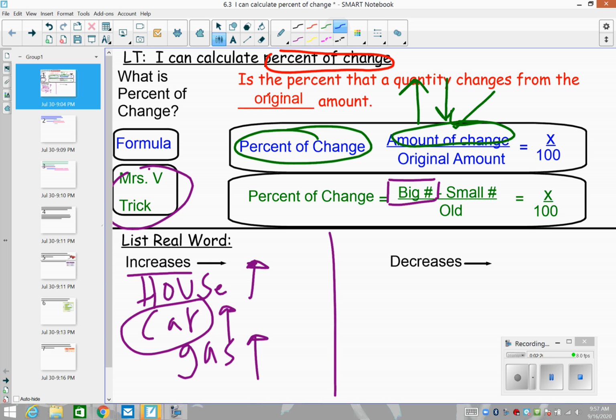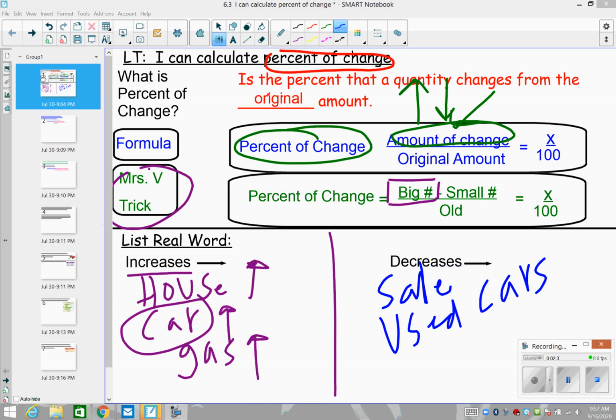Decreases that happen over time are when there's a sale. We talked about that in yesterday's lesson. When there's a sale, we call that a discount. That's definitely a change in price. Also, used cars decrease over time. Used anything really decreases over time, so the value of it decreases. All right, so let's take a look at some examples.